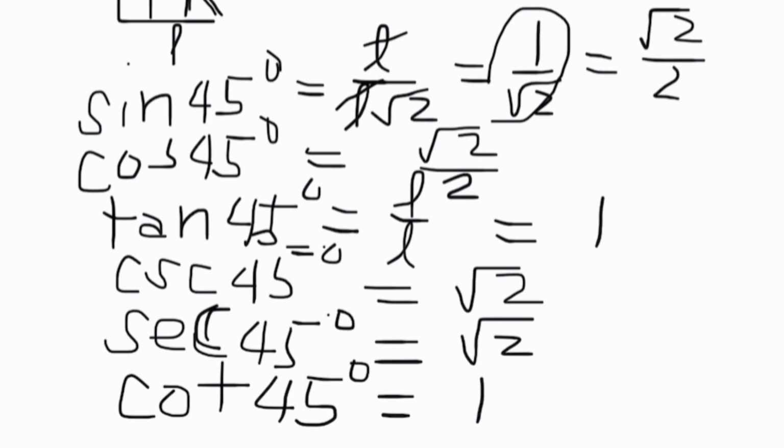So these are the 6 trigonometric ratios of a 45, 45, 90 degree right triangle. So sine of 45 is square root of 2 over 2. Cosine of 45 is square root of 2 over 2. Tangent of 45 degrees is 1. Cosecant of 45 degrees is square root of 2. Secant of 45 degrees is square root of 2. And cotangent of 45 degrees is equal to 1.